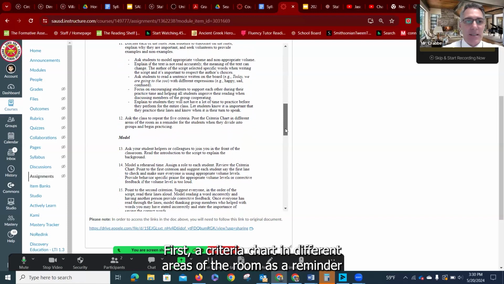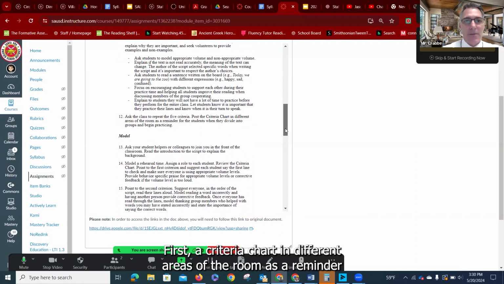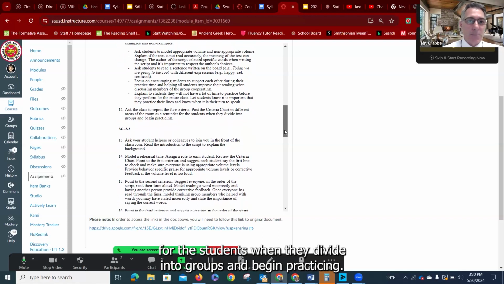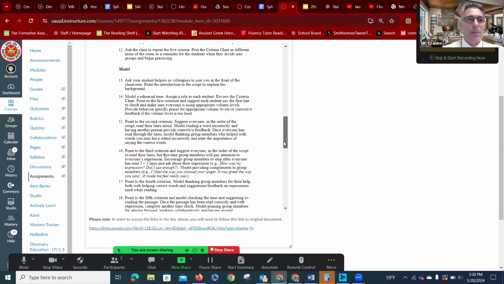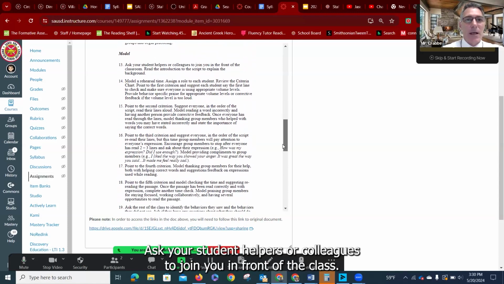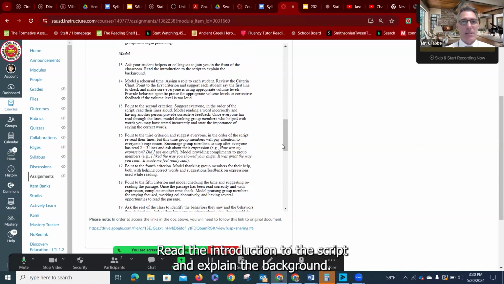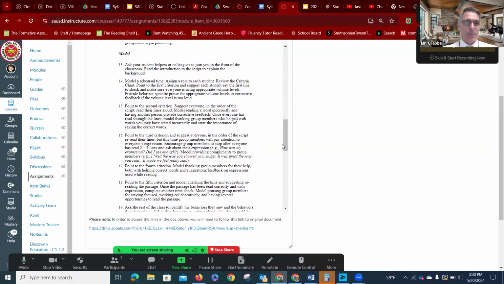Post a criteria chart in different areas of the room as a reminder for the students when they divide into groups and begin practicing. Model. Ask your student helpers or colleagues to join you in front of the class, read the introduction to the script, and explain the background. Model a rehearsal time.